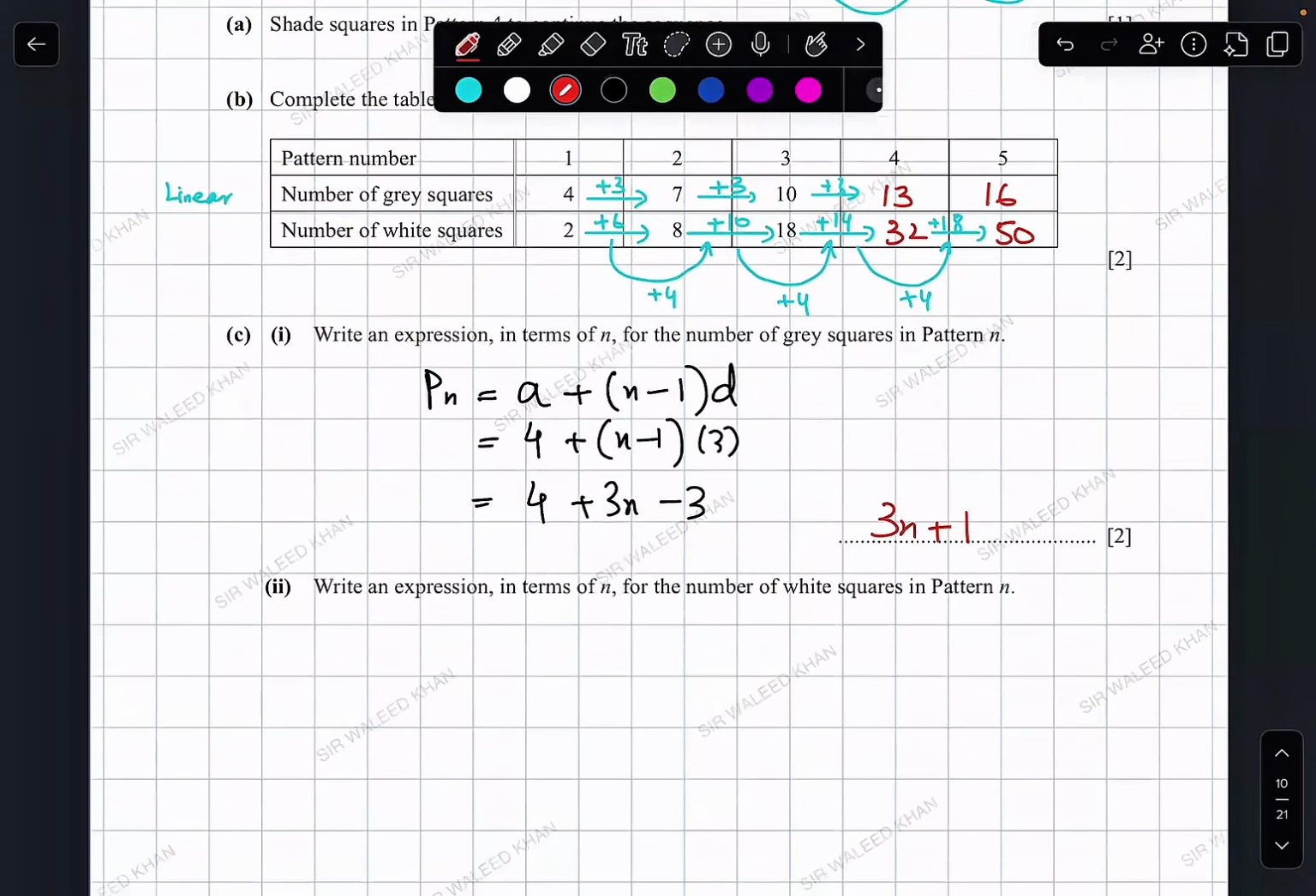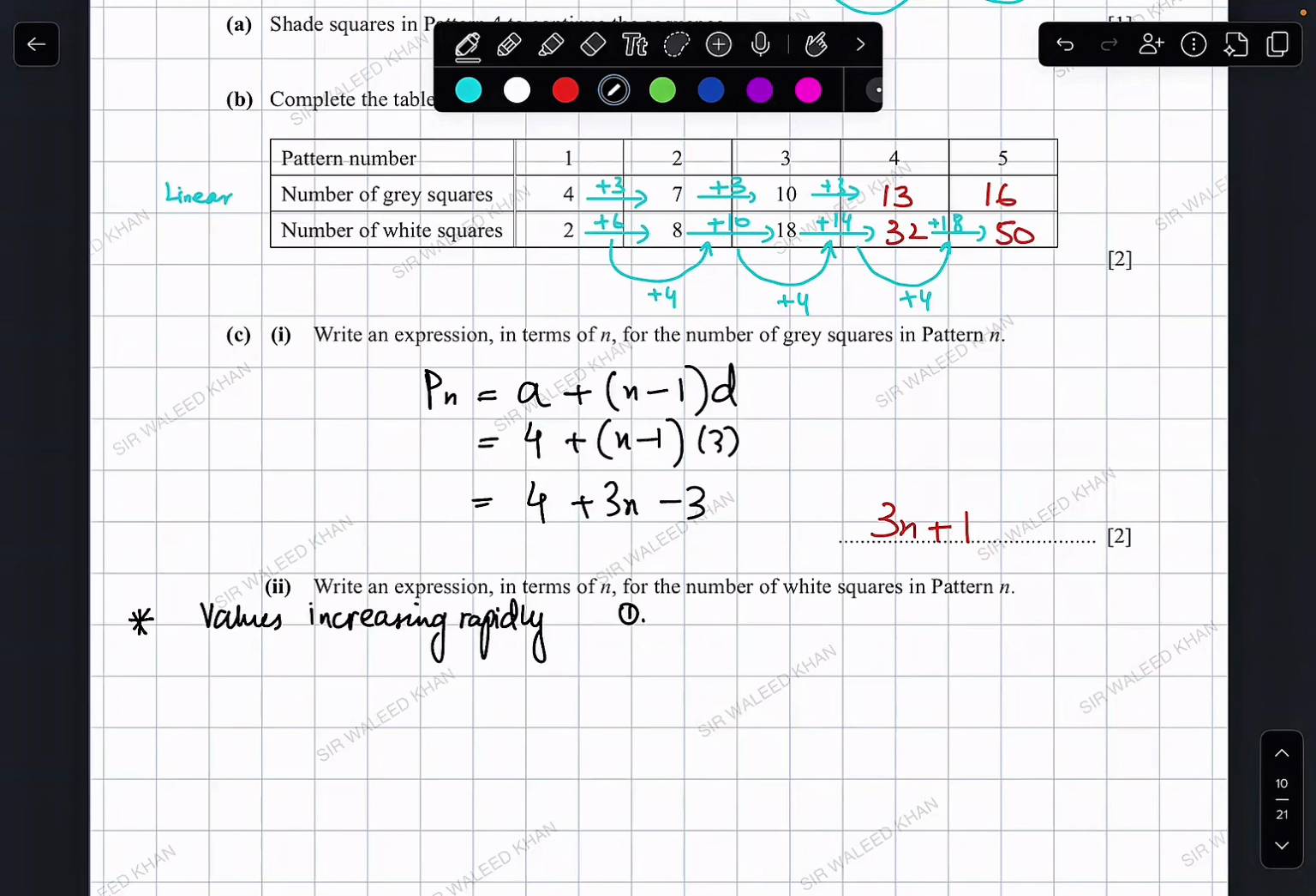Write an expression in terms of n for the number of white squares in pattern n. So let me first explain that most of the time we can identify a link between sequences, right? So for example, when we are dealing with such kind of sequences where the numbers are jumping, the values are increasing rapidly. So we can do two things.